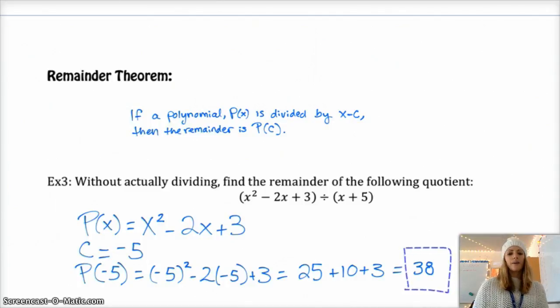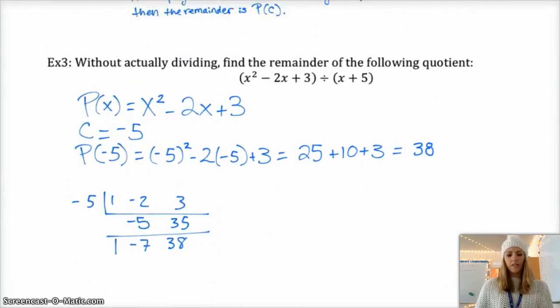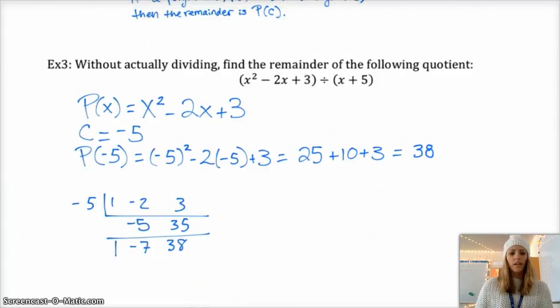Okay, but if you wanted to double check that, you could use synthetic division or long division. I did the synthetic division down here just to check. I plugged in my coefficients and added down. Here are my coefficients, here's my c, which is -5. I add down, multiply by c, add down, multiply by c, add down, and I still get that my remainder is 38.